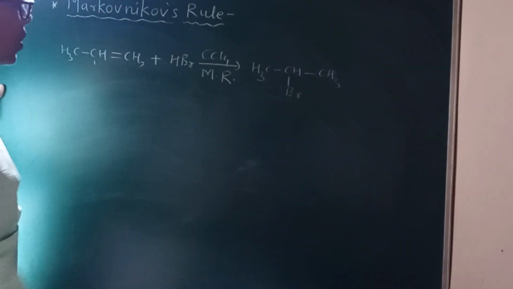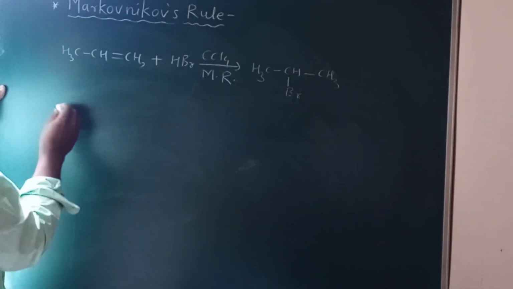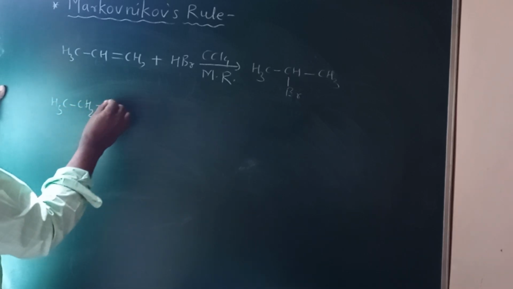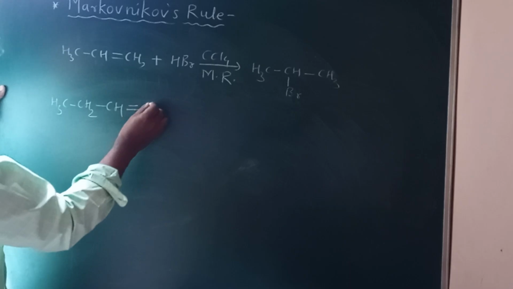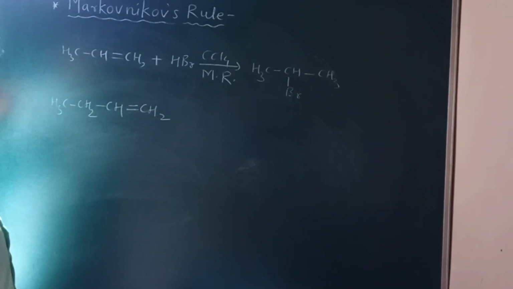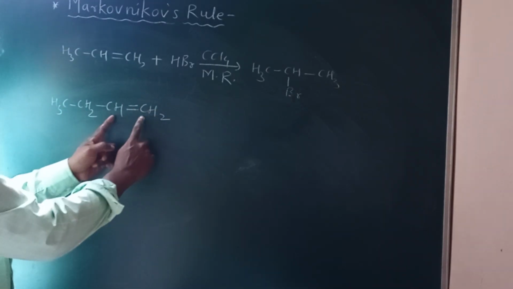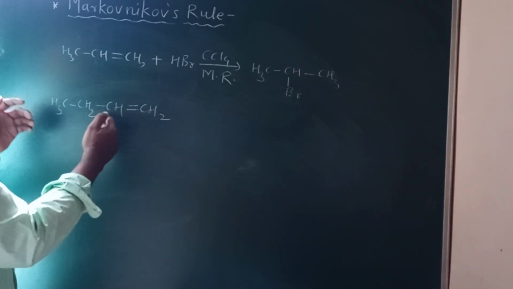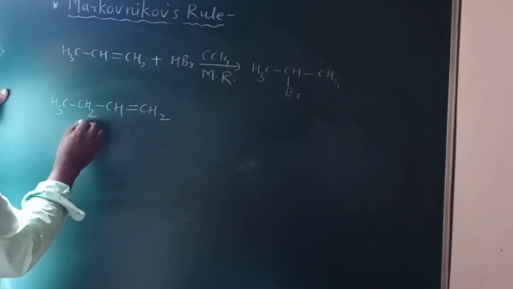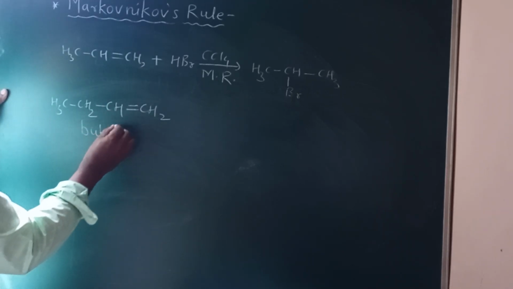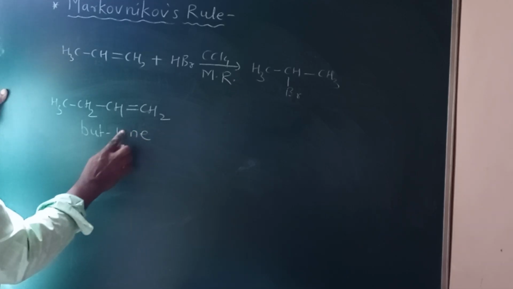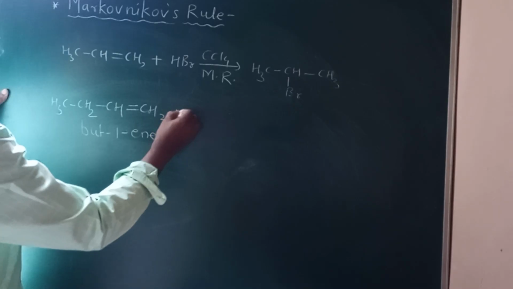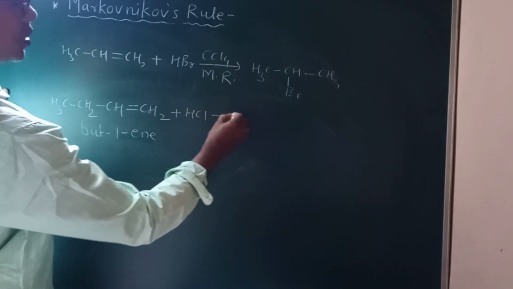Let's consider here another unsymmetrical alkene. For example, this CH3, then CH2, then CH, double bond CH2. Right? Now this is also an unsymmetrical alkene because the substituents of these two carbon atoms are not the same. Here this carbon carries 2H and this one carries 1H and one ethyl group, meaning it is an unsymmetrical alkene. And the name of this unsymmetrical alkene is but-1-ene. And let us add here HCl, which is also unsymmetrical.